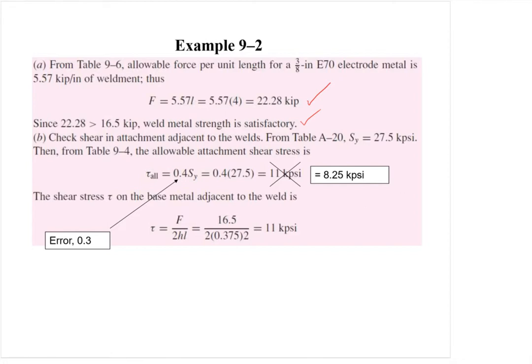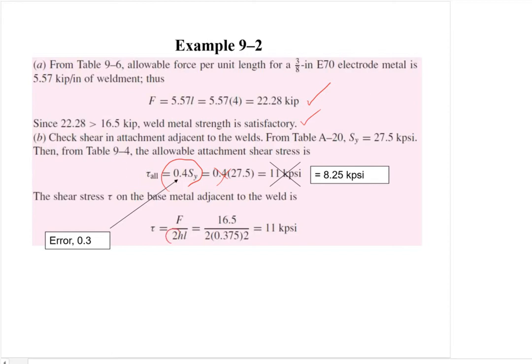The next, part B, has an error in it, as far as I can tell. This one right here, from table A20, I'm sorry, table 9.4, the allowable attachment shear stress should be 0.3 S sub Y. So they get the wrong answer there, so this is wrong too. And then you can calculate the shear stress.